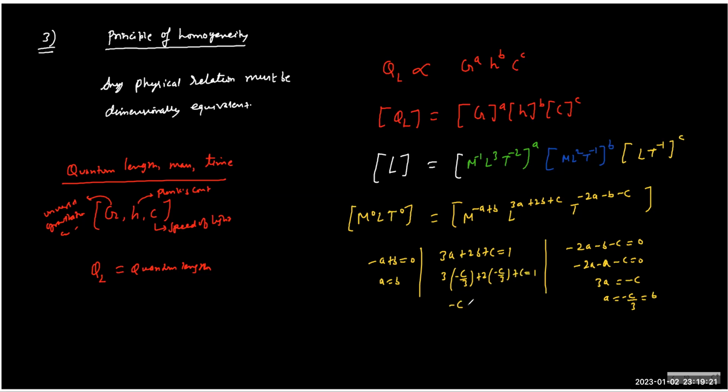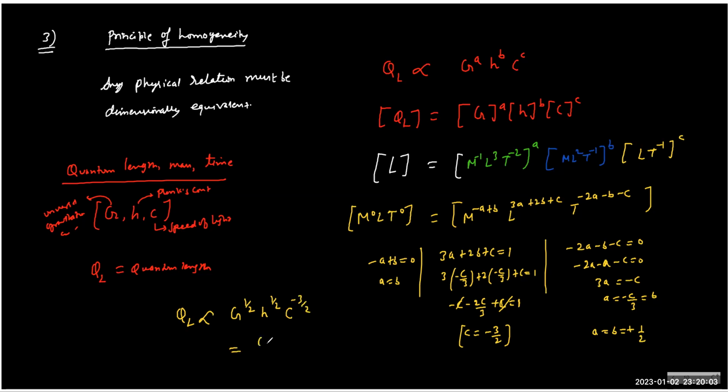So what are you getting? Minus C. C turns out to how much? Minus 3 by 2, right? So A equals to B equals to how much? Plus 1 by 2, correct? So the quantum length is proportional to G power how much? A. H power B, and C power C.